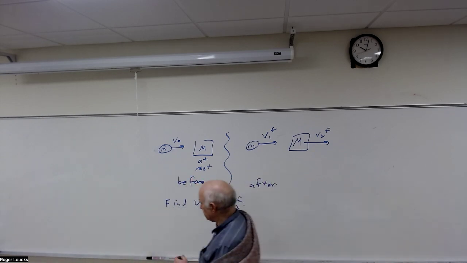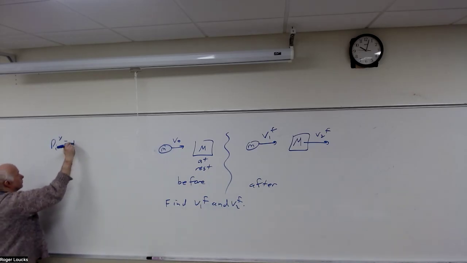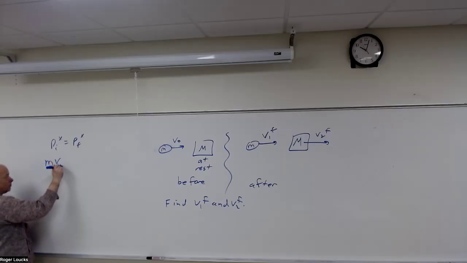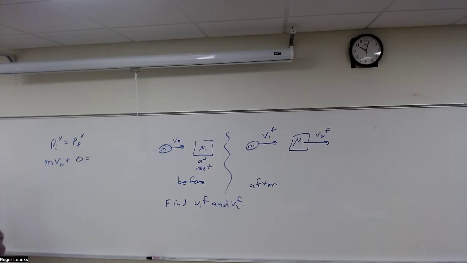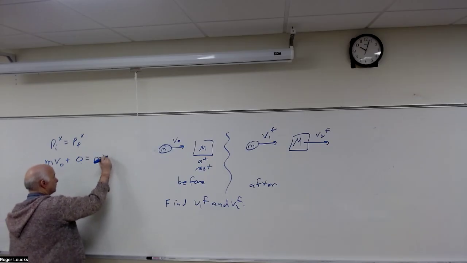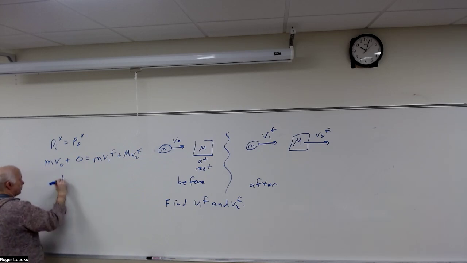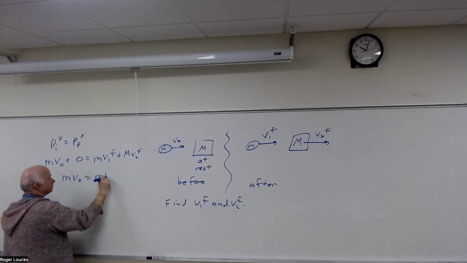That sounds like a great thing to do. What is my initial momentum? Little m V naught plus zero. Sure. What is my final linear momentum? Sounds great. So that gives me this equation here, and I get to put a box around it. It's always fun putting a box around it.